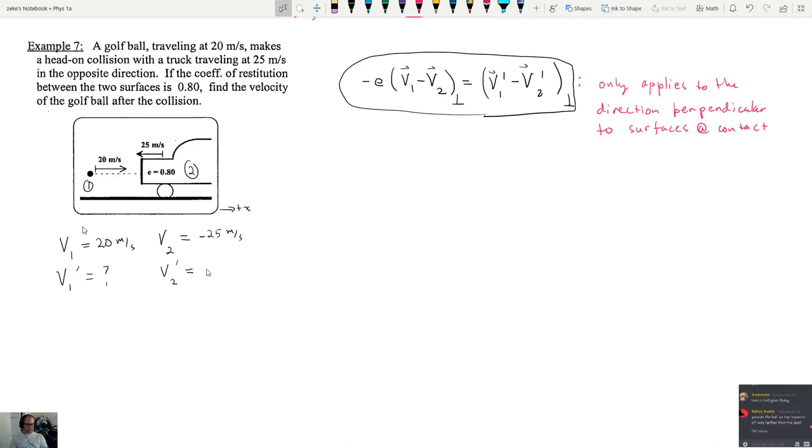It's the same. It's not going to change, right? Yeah. Because it's just a golf ball. So we just want to solve for this one. And what we know is that the coefficient of restitution is 0.8.